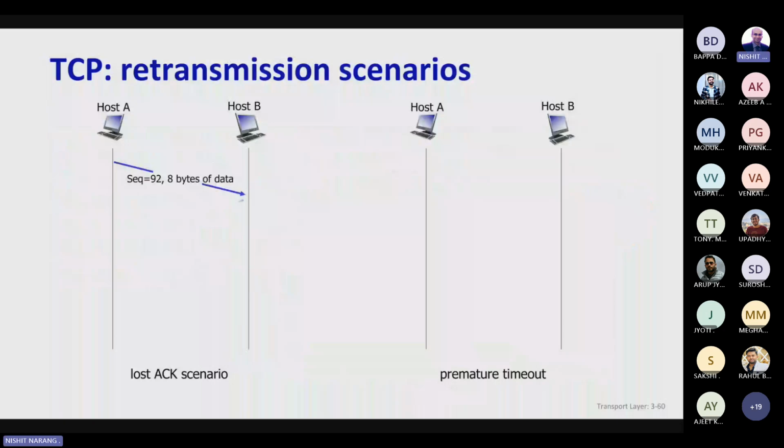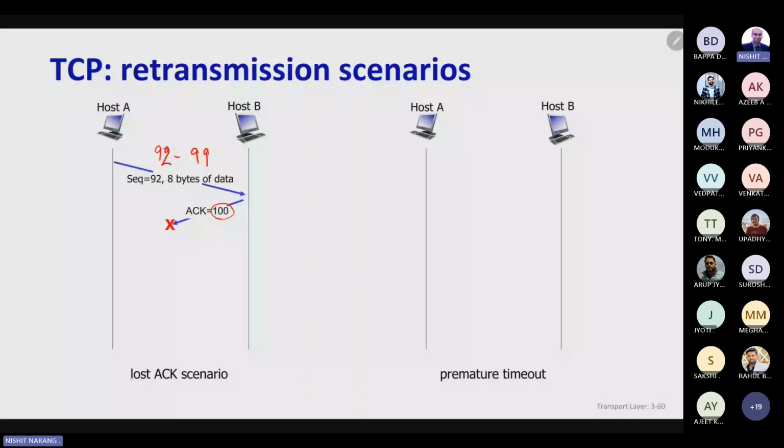So in the first example that we have, host A has sent 8 bytes of data to host B. Sequence number was 92. What does this mean? This means that these are bytes 92 to 99. Correct? So host A is sending bytes 92 to 99 to host B. Sequence number will be 92. Data will consist of these 8 bytes of data, 92 to 99. Host B, what is the acknowledgement it will send? ACK equal to 100. Because it means I've received everything till 99 bytes. The next one I'm expecting from you is 100.